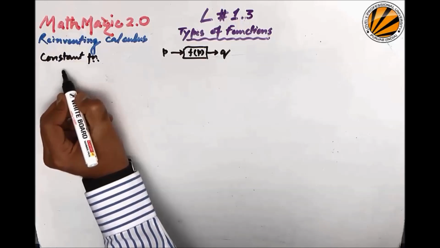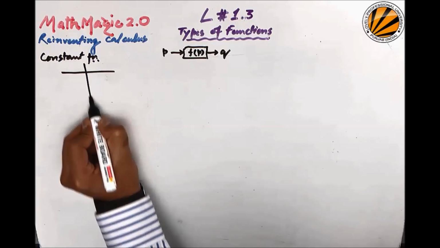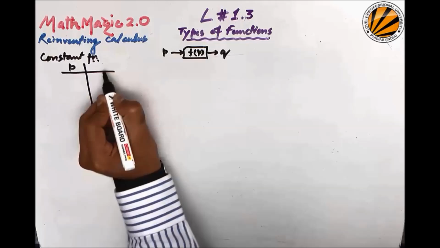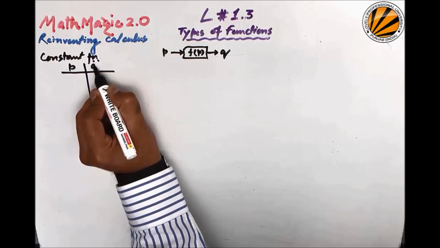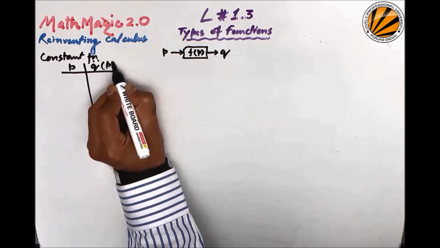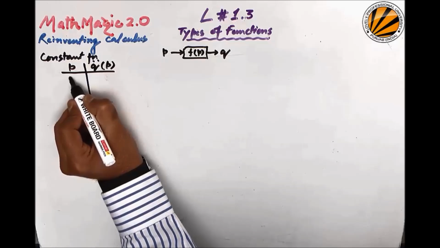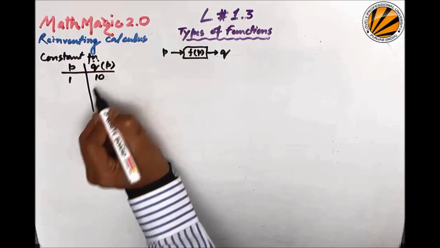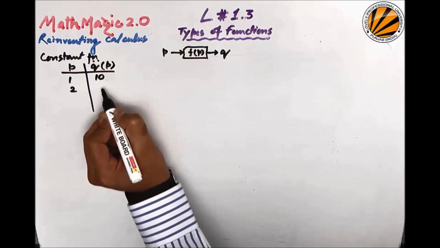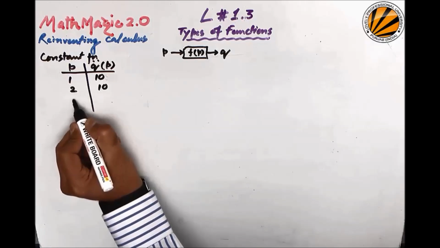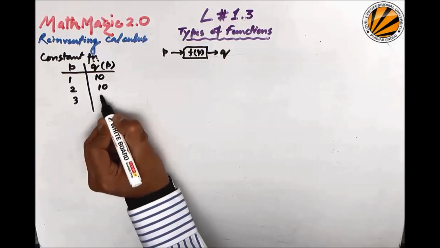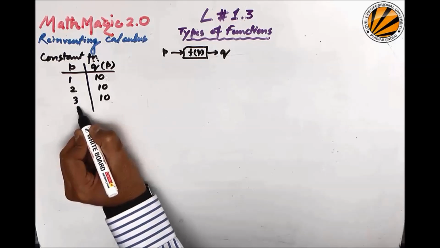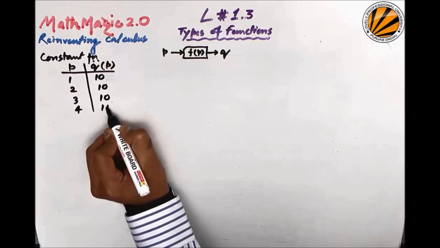Now for the constant function, if I look at the input p and the output, that is q at p. If the input is, say for example, 1, the output is 10. Even if the input is 2, the output remains 10. The input is 3, the output remains 10. The input is 4, the output remains 10.